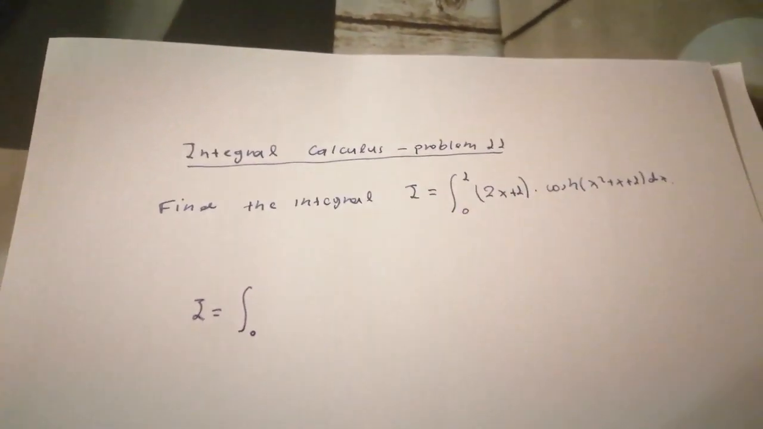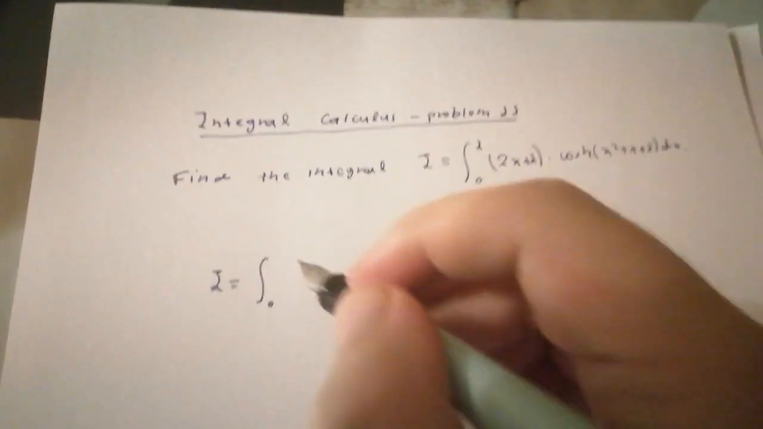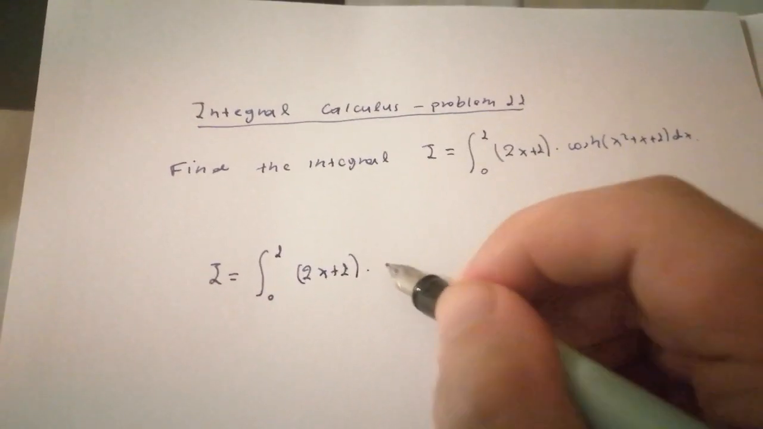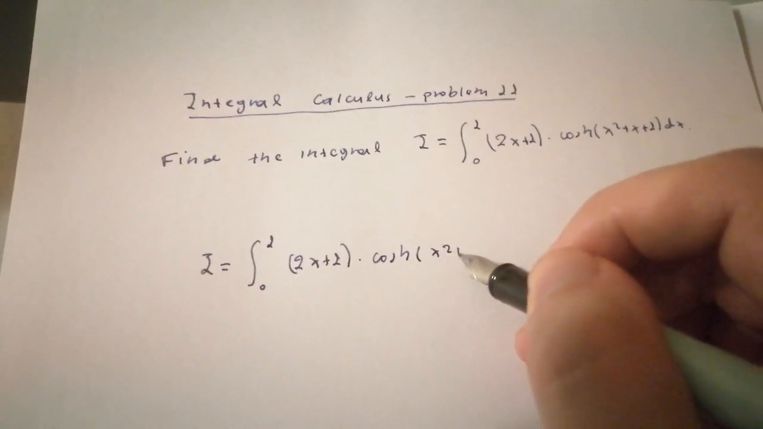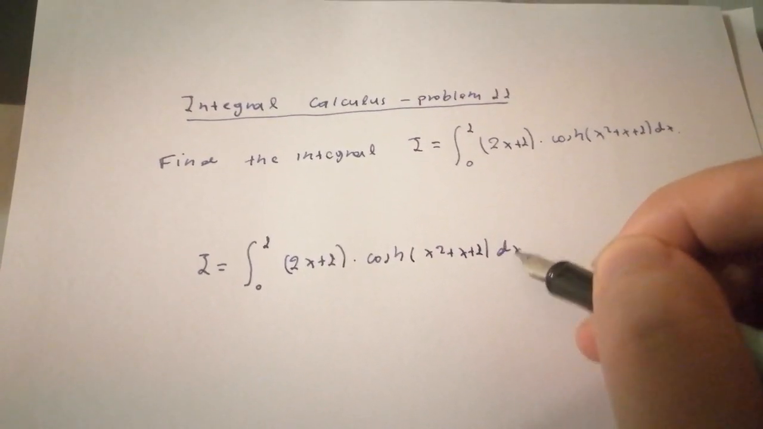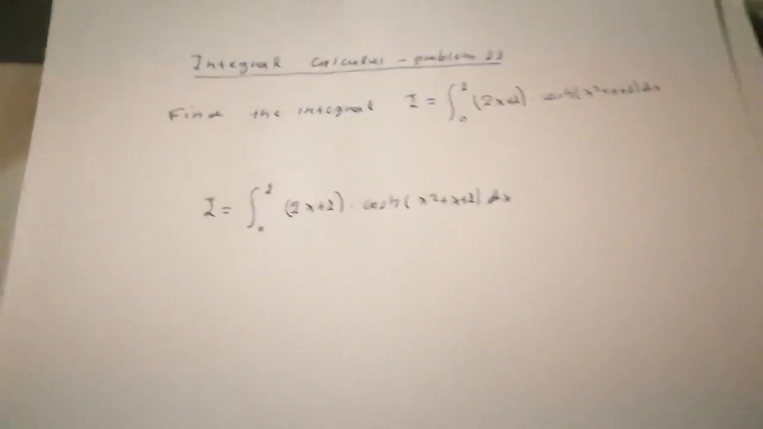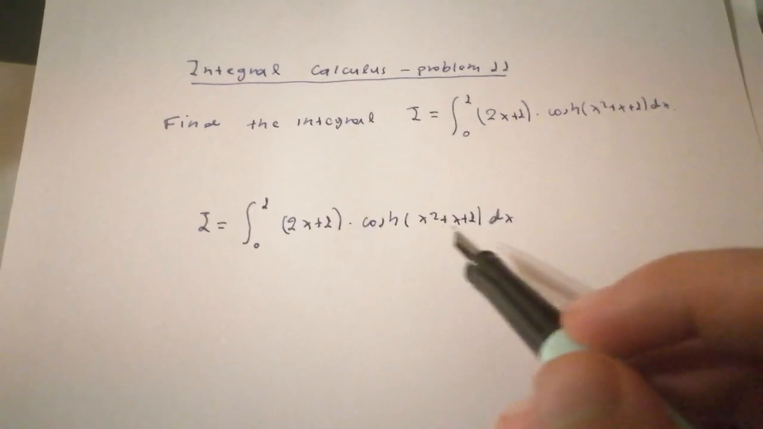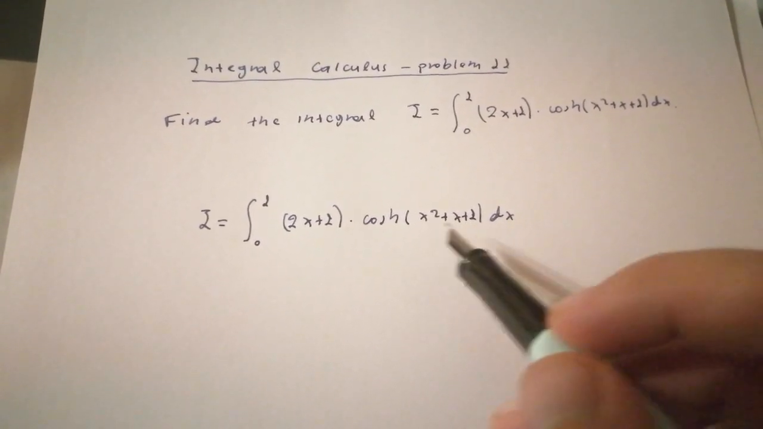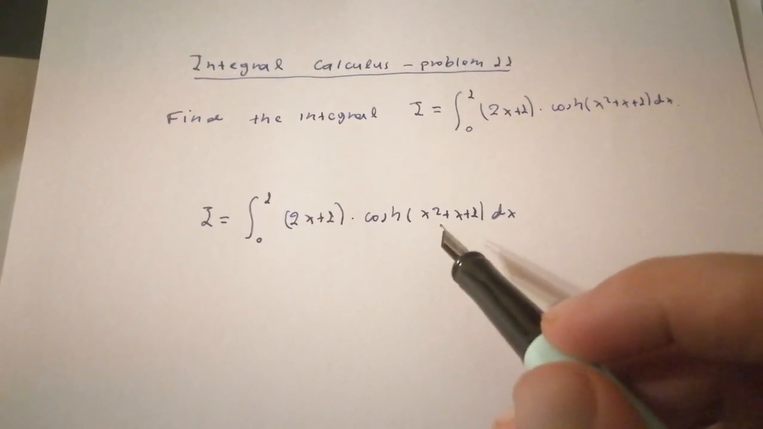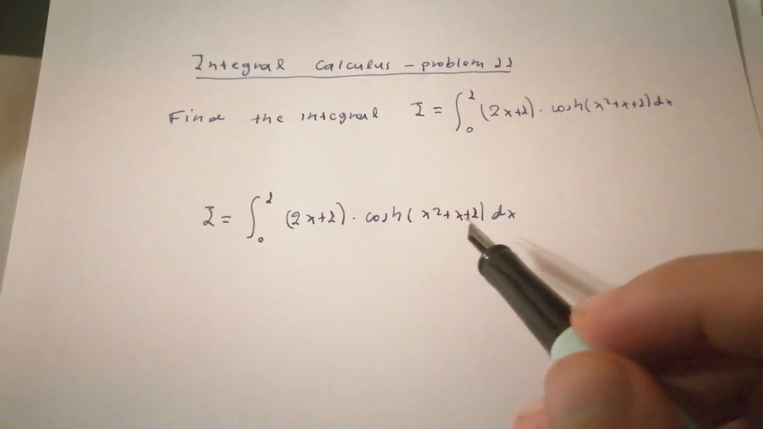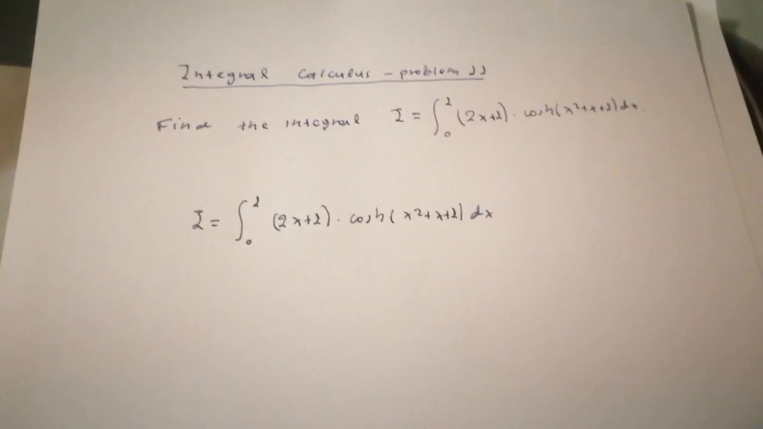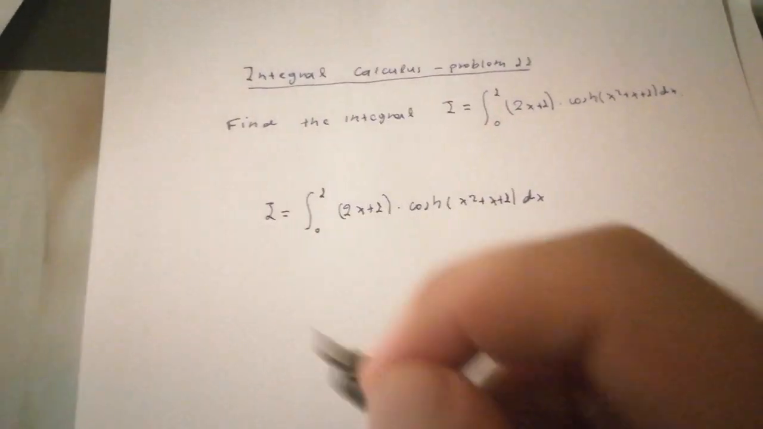So we have an integral from 0 to 1 of 2x plus 1 times cosh of x squared plus x plus 1 dx. Let's pay attention to this parenthesis here. What happens if I differentiate this quantity inside the parenthesis? If I differentiate x squared plus x plus 1 with respect to x, I get the 2x plus 1 here. So a good idea is to make this substitution.